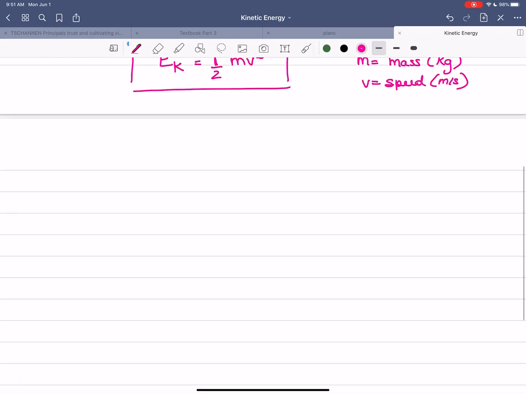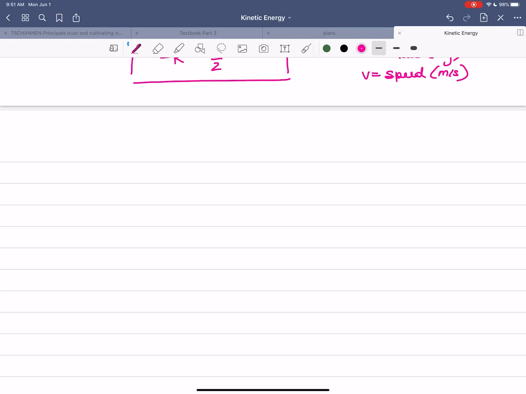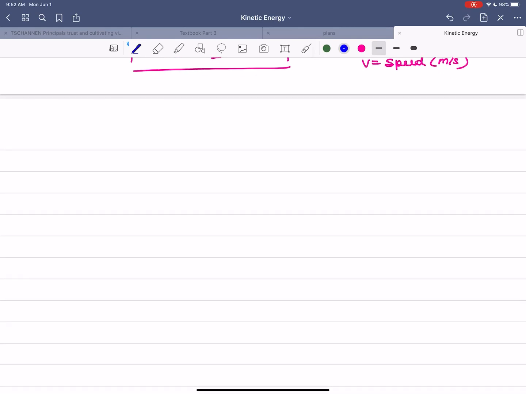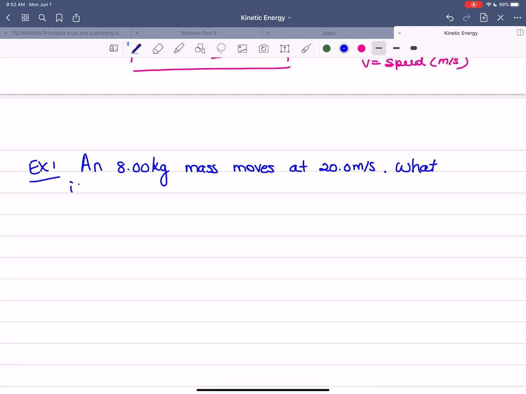All right, so let's have a look at how we would use this formula. And so we'll start with some easy questions, and then we'll go from there. We'll see what else we can do with it. So it's just a simple plug and play. So example 1, an 8.00 kilogram mass moves at 20.0 meters per second. What is the kinetic energy of the mass?